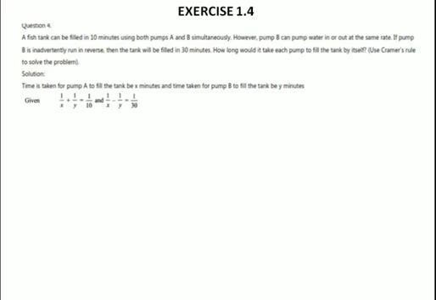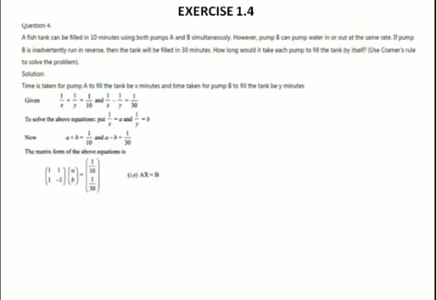Let the time taken for pump A to fill the tank be x minutes and the time taken for pump B to fill the tank be y minutes. Given 1 by x plus 1 by y equals 1 by 10 and 1 by x minus 1 by y equals 1 by 30. To solve the above equations, put 1 by x equal to a and 1 by y equal to b: a plus b equals 1 by 10 and a minus b equals 1 by 30.